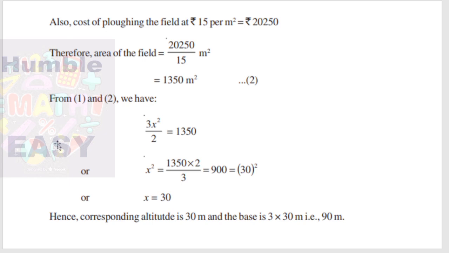Also, the cost of ploughing the field at 15 rupee per square meter is equivalent to 20,250. So we are going to have the area of the field as 20,250 divided by 15. So we come up with 1,350 square meters.